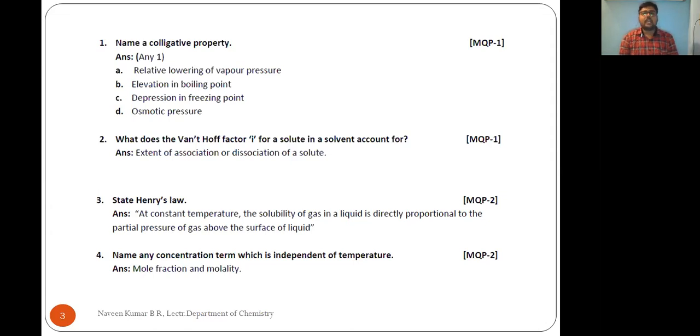Then, molality. Molality is defined as the number of moles of solute present per kg of solvent. So again, in the numerator, the number of moles is mass divided by molar mass, and in the denominator, it is the mass of solvent in kg. As there is no volume term in molality, again it is independent of temperature. You can specify any one from the three: mass percentage, mole fraction, or molality.